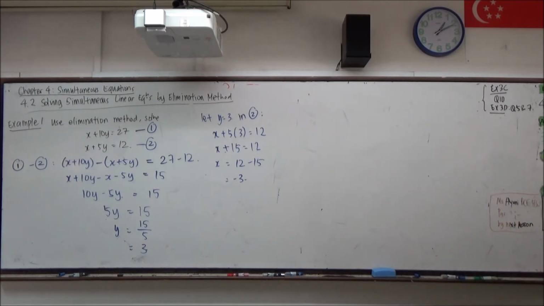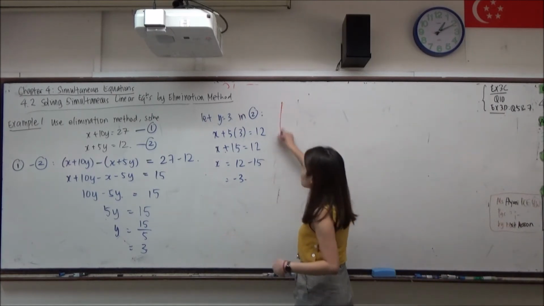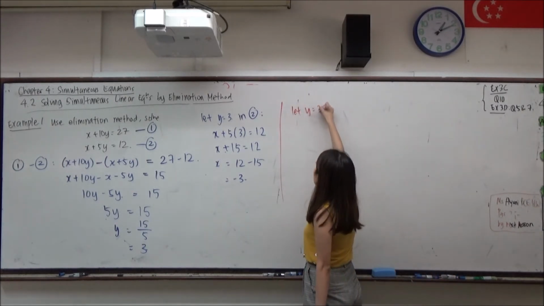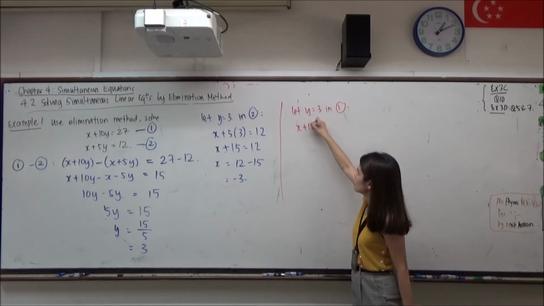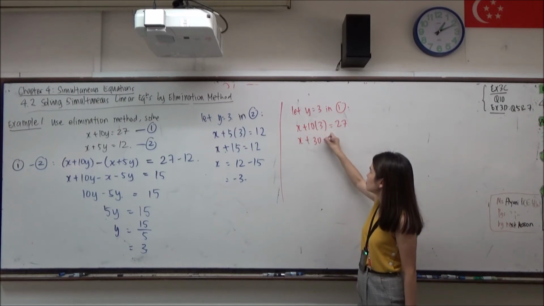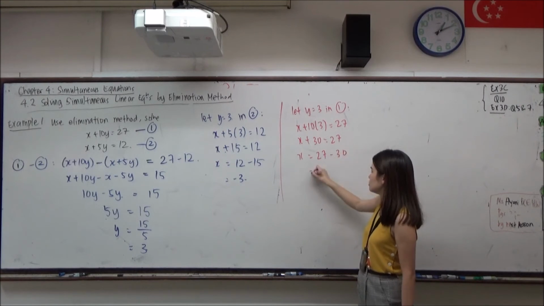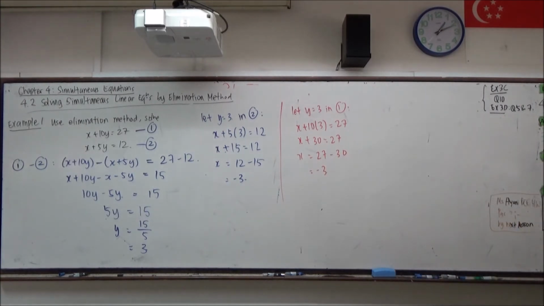Okay? So now we have x equals negative 3. In case you don't believe me that putting into any of the equations gives the same answer, let me show you. Even if I put back into the first one, I will still see that x is negative 3. So surely the value will be the same. Alright?